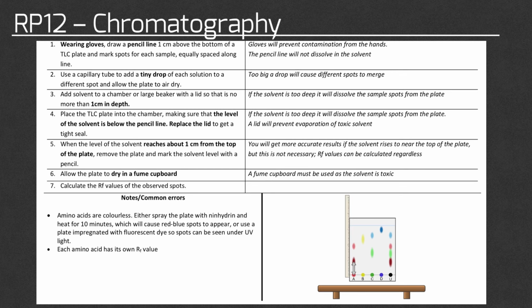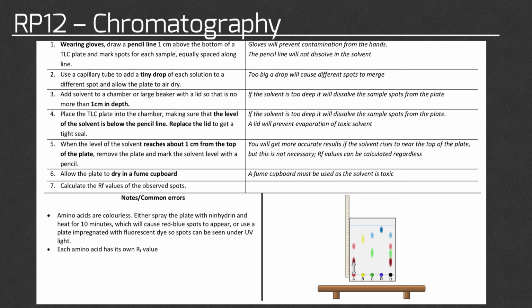If we use too big of a spot, this could cause 2 different spots to merge. We then add the solvent to a chamber or large beaker with a lid so that it is no more than 1 centimetre in depth. If the solvent is too deep, it will dissolve the sample spots from the plate and the practical won't work.